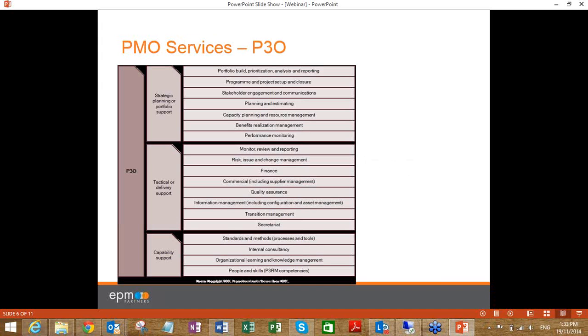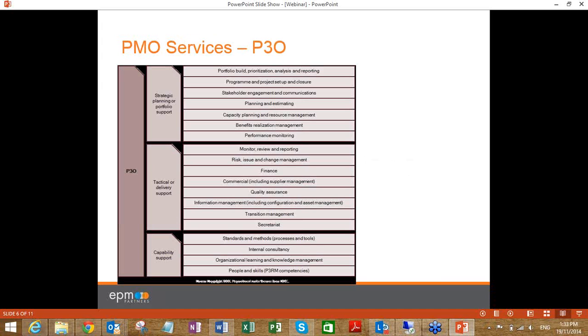So the P3O guide basically classifies those services into three categories: the strategic planning or portfolio support, the tactical or delivery support, and the capability support. If you just read those through quickly, obviously the strategic planning and the portfolio support talks about that level. Portfolio build, program and project setup and closure, the setting up, not the actual delivery. Stakeholder engagement and communications, planning and estimating, and so on. And one of the key things are benefits realization and performance monitoring, i.e.